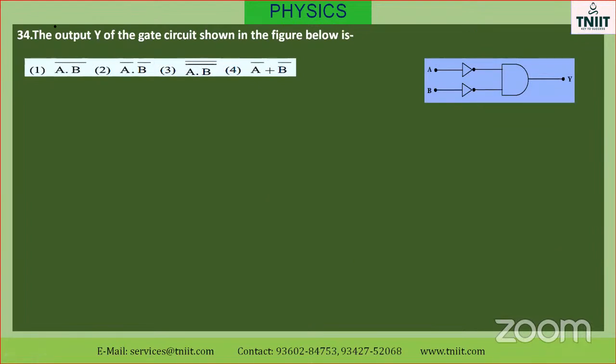You have to write the output for the upper gate. What will be the input here? Here input A, here input B. It is coming out of a NOT gate, right? So A bar, B bar. Then A bar into B bar, because it is an AND gate. So which is the right option? Option 2. Yeah, option 2.